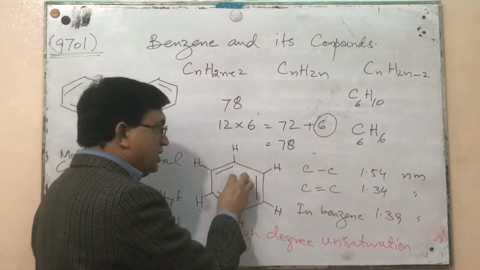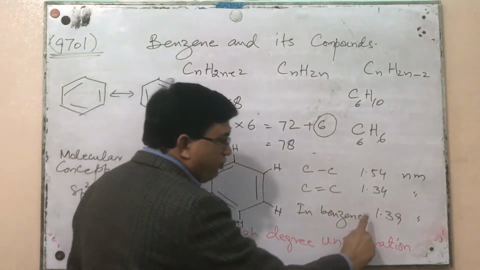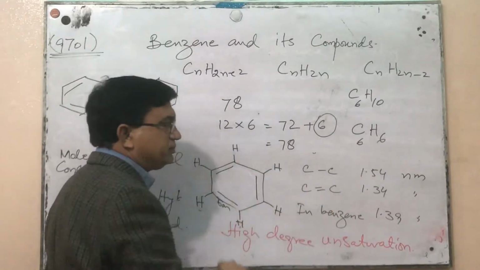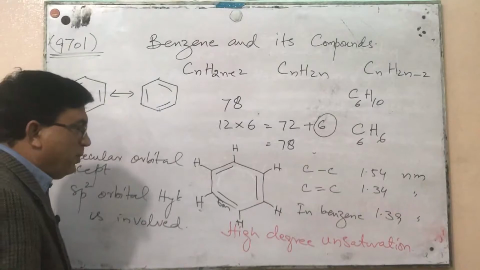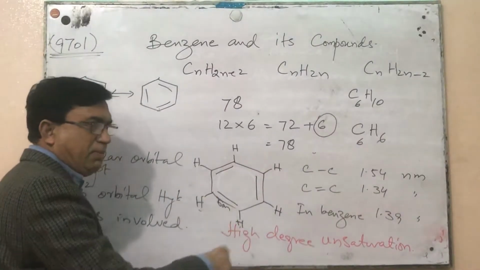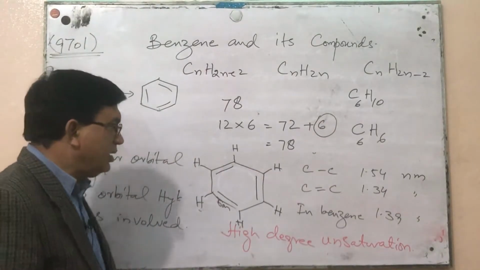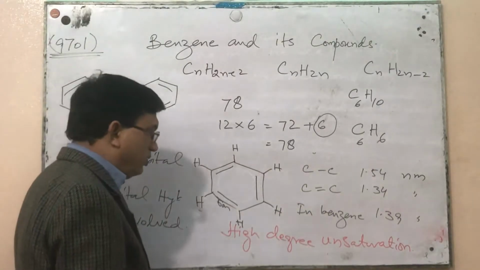But in benzene, it is observed that the carbon-carbon bond length is 1.39, which is in between the double and single bond lengths. That's why it was proposed to mention these single and double bonds separately, as all the 6 carbon atoms are identical in chemical environment.